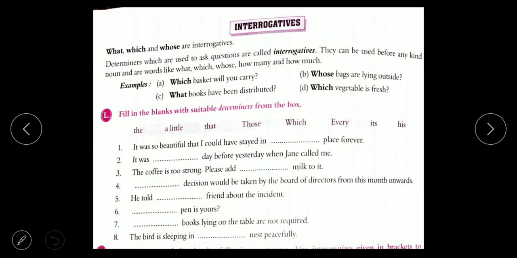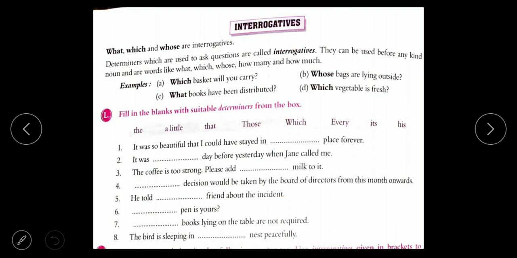Interrogatives: what, which and whose are interrogatives. Determiners which are used to ask questions are called interrogatives. They can be used before any kind of noun and are words like what, which, whose, how many and how much. Which basket will you carry? Whose bags are lying outside? What books have been distributed? Which vegetable is fresh?